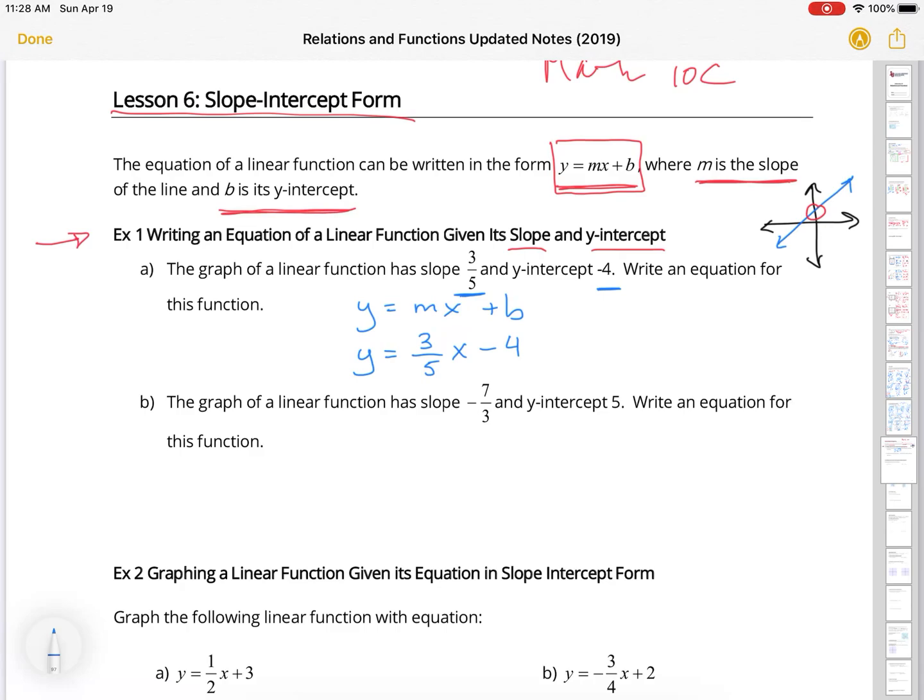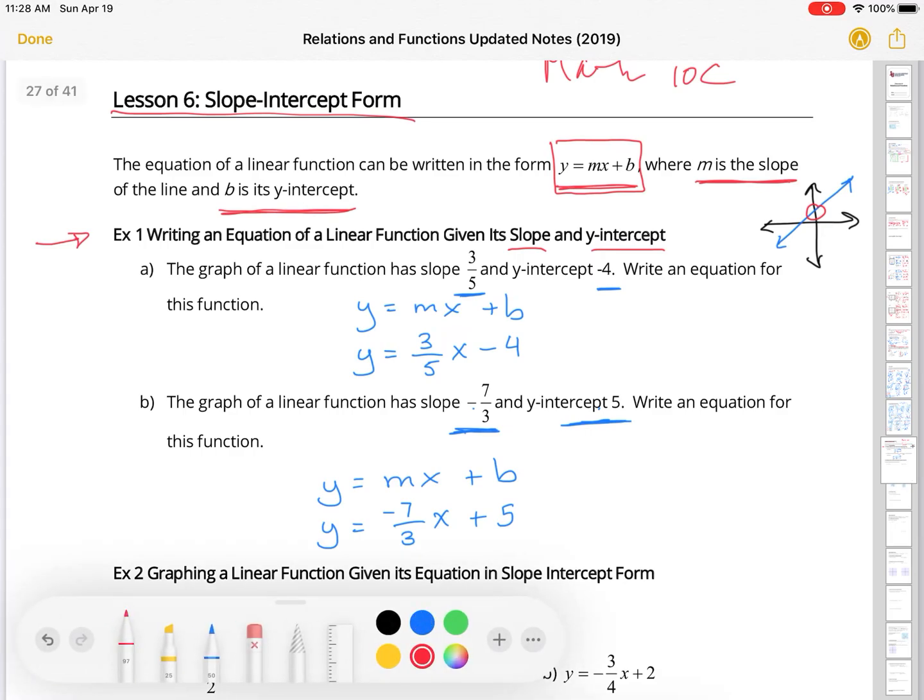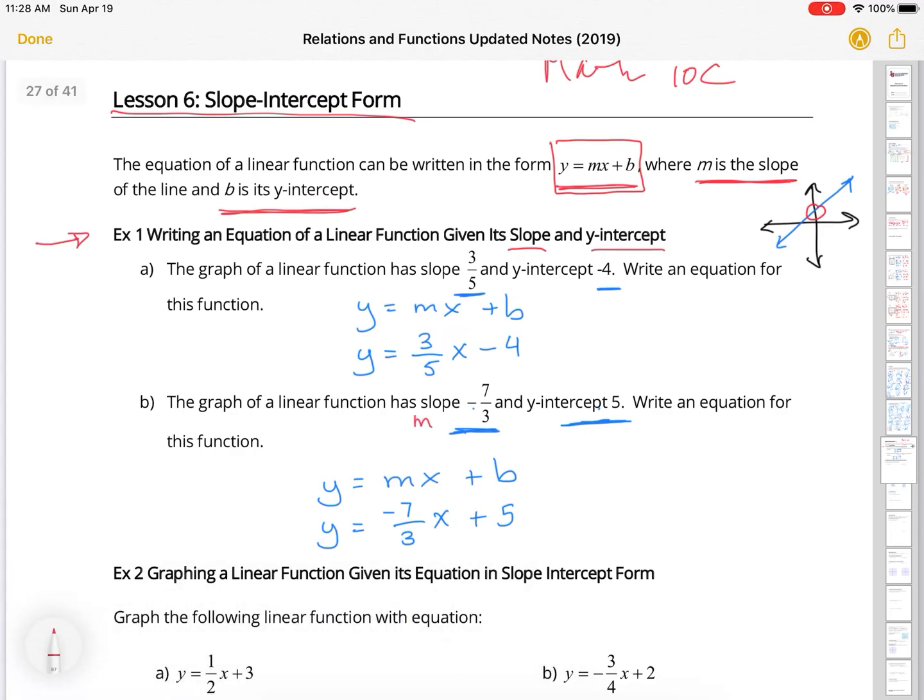So this is just a very simple form of substitution. Here we have the graph of a linear function that has a slope of -7/3 and a y-intercept of 5. We want to write the equation, so remember it's y is equal to mx plus b, so y is equal to -7/3 x plus 5. All we did is we took those two pieces of information and substituted them in, because slope is m and y-intercept is b. Okay?